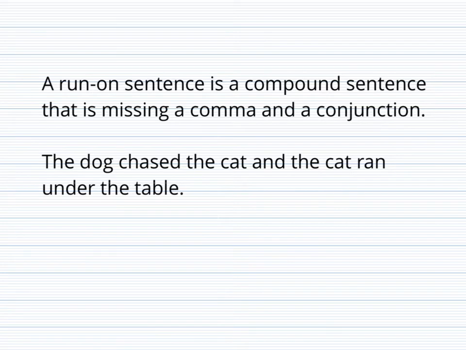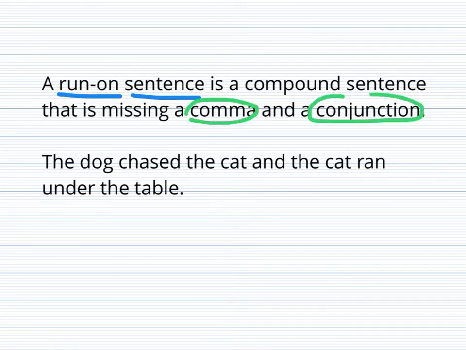A run-on. Sometimes you guys are the masters of the run-on. It's a compound sentence, so it's 2 independent clauses, but it is missing punctuation. In order to punctuate a run-on sentence correctly, you have to have a comma and a coordinating conjunction. So: the dog chased the cat and the cat ran under the table.